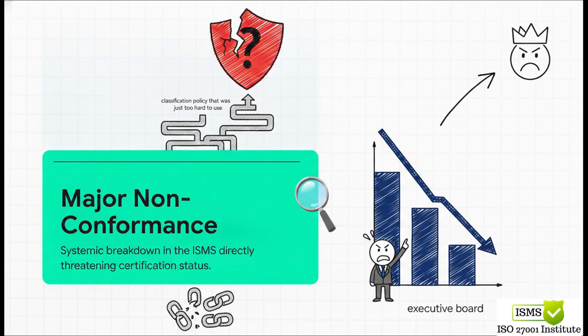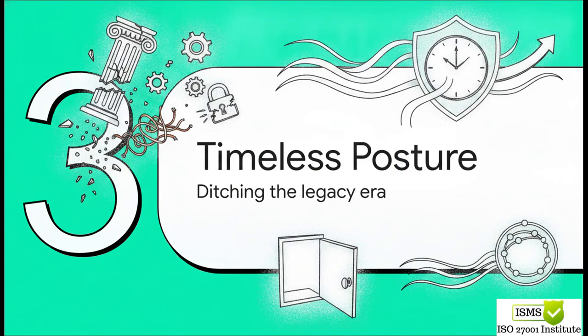It directly threatens your organization's certification status. We're talking about a genuine crisis that goes straight up to the executive board. And it all stems from a policy that was just too hard to use in reality. Section 3. The Timeless Security Posture. Let's talk about ditching the legacy era for modern resilience.